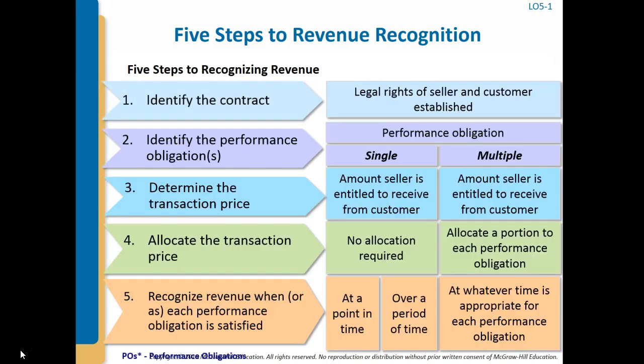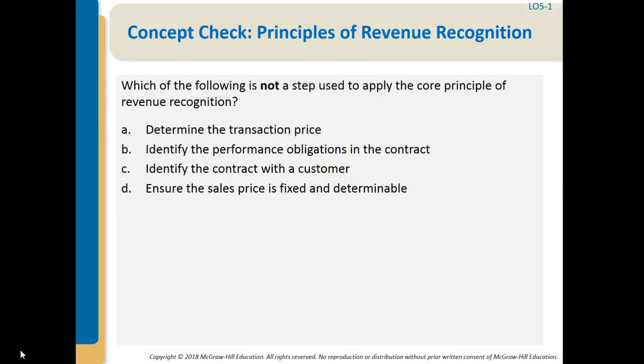Transfer of control could happen either at a single point in time or over a period of time. So revenue is recognized accordingly at a point in time or over a period of time. And if a contract contains multiple performance obligations, the timing of revenue recognition is determined separately for each performance obligation depending on when that performance obligation gets satisfied.